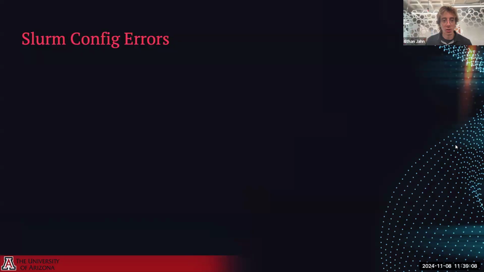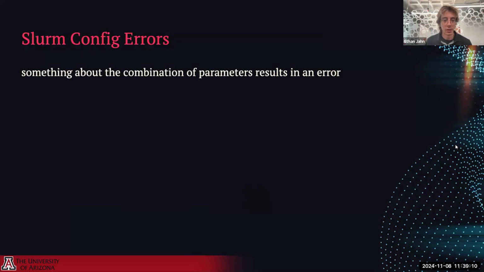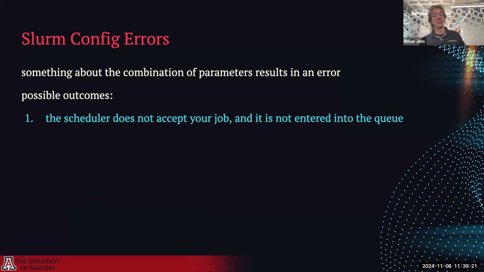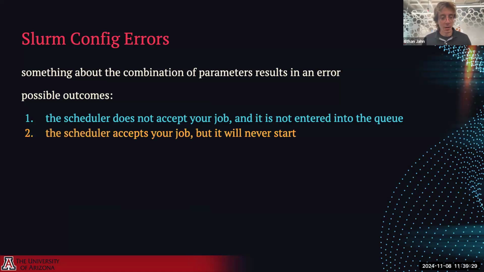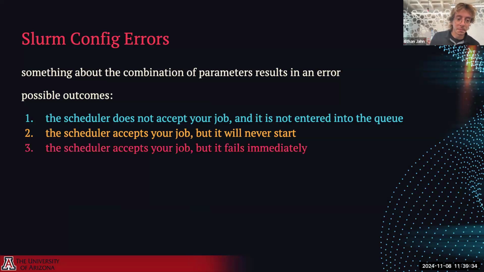Okay, so starting with Slurm configuration errors. Effectively what this means is that something about the combination of parameters that you provided to Slurm resulted in an error. So possible outcomes for this would be that the scheduler doesn't accept your job and it's not entered into the queue. You would usually get an error message telling you this pretty much right away. Or the scheduler does accept your job, but it will never start. Lastly, the scheduler accepts your job and it does start, but it fails immediately.